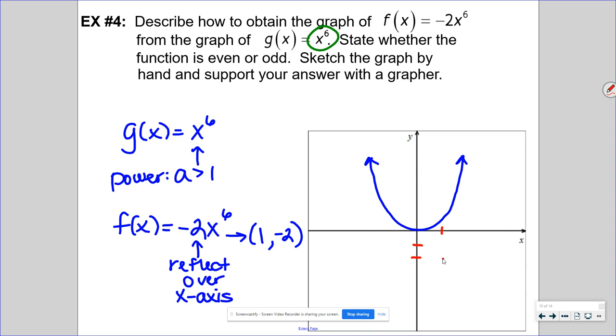You can kind of just make this your own thing. It's not the vertex, it's just a key point on the graph. So the function would also be a parabola, but flipped. Just pretend that doesn't look like garbage. Parabola but flipped, and it would go through that key point.